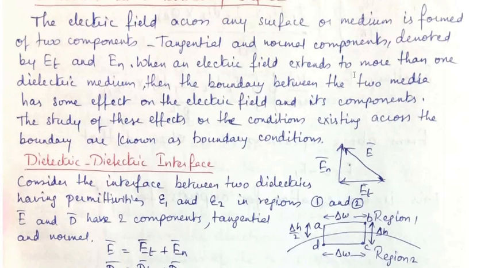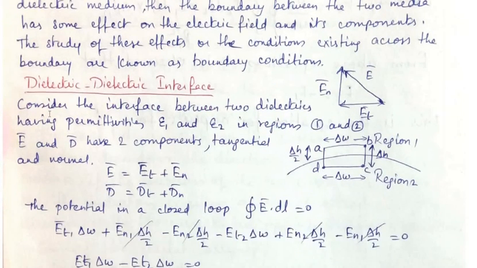Now whenever this electric field is moving in any dielectric medium or free space or any conductor, the boundary between the two media has some effect on the electric field and its components, and the study of these effects existing across the boundary are known as the boundary conditions. So first we'll solve the boundary conditions at a dielectric interface. Now if you see this diagram, we are taking two dielectrics. One is dielectric 1, that is region 1, and dielectric 2 is region 2.